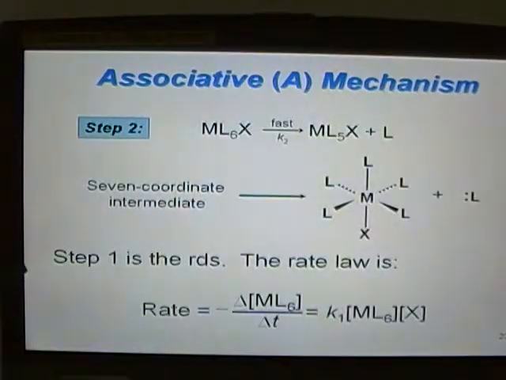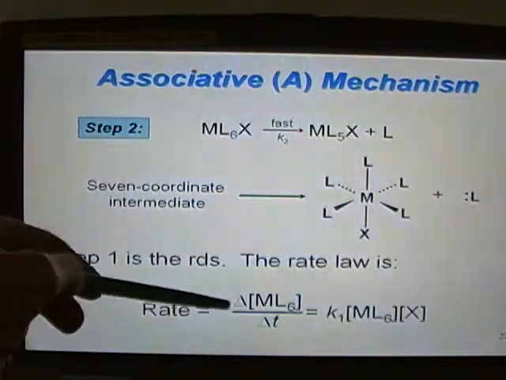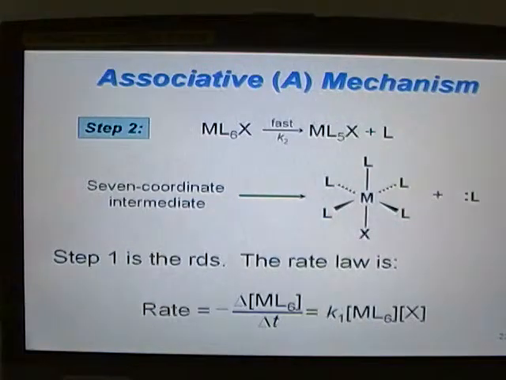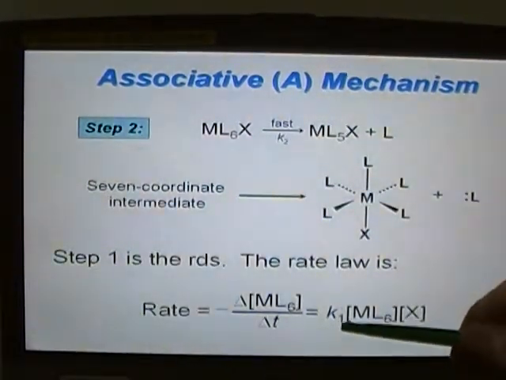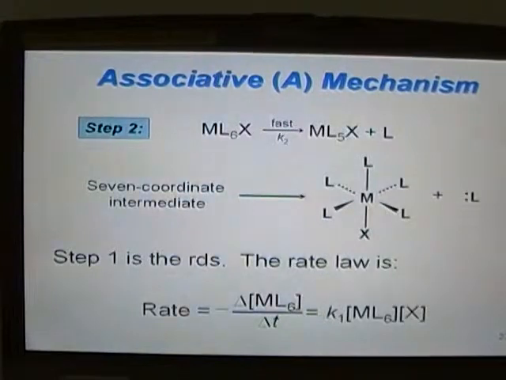Once again, step 1 is the rate determining step. The rate law for this reaction, the rate, is equal to the change in ML6 over the change in time, which is equal to the rate constant times the concentration of ML6 times the concentration of X. So the rate law for the associative mechanism is different.